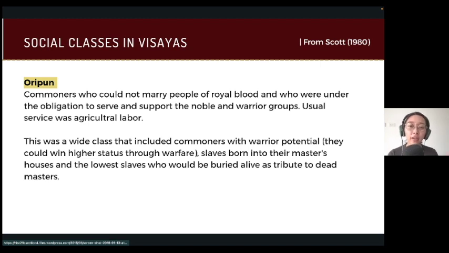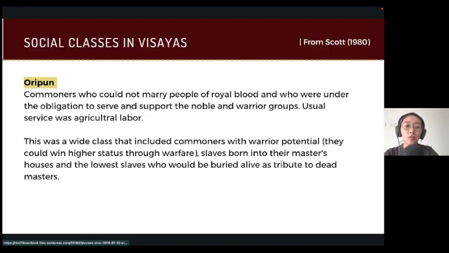This was actually a very wide class that included commoners both with warrior potential, so they could actually win higher status like tumao through warfare. Like if, for example, you're indebted, you're a slave, you're an oripon, but because you're able to show you're valuable in battle, you might be forgiven of your debts and you might become a tumao.